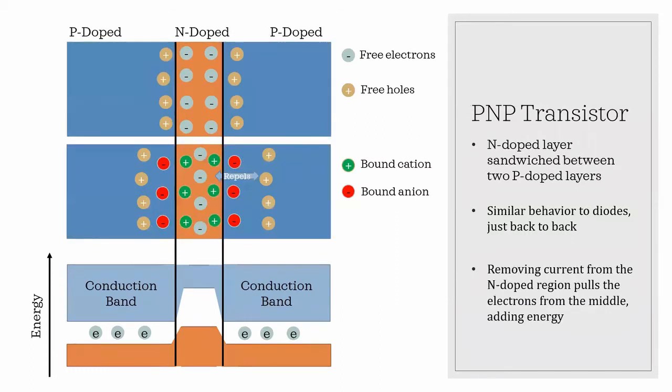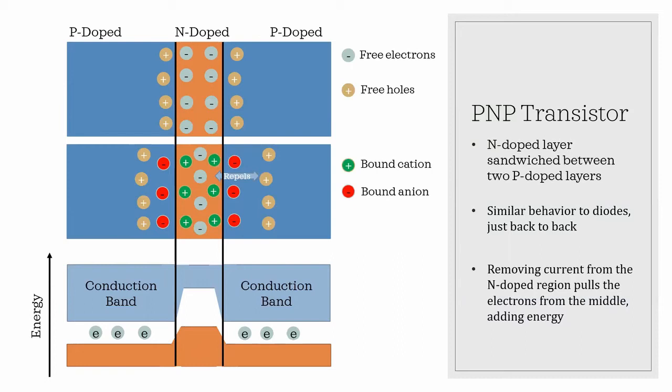And then the PNP transistor is basically the same, except the middle layer is n-doped and the outer layers are p-doped. The same thing happens in terms of the depletion region, but now instead of applying current to the middle, we need to remove current. The middle layer has an excess of electrons that need to be removed before we can keep funneling electrons across the entire component. So let's take a second and think about what this third terminal means.